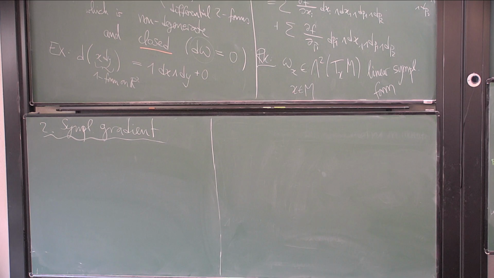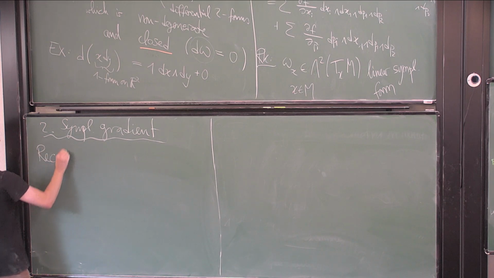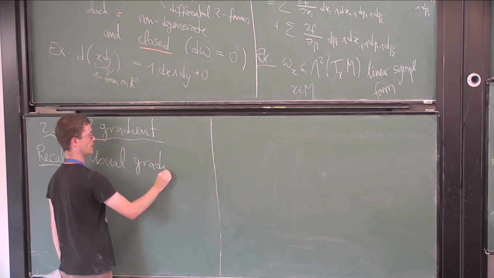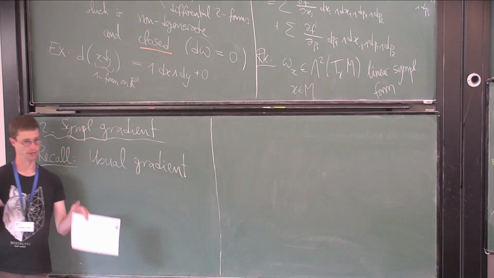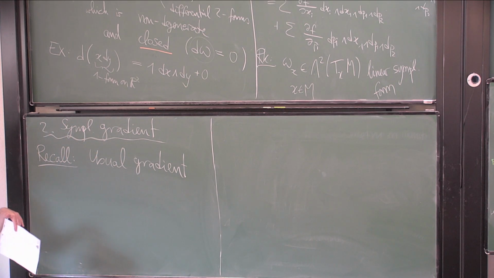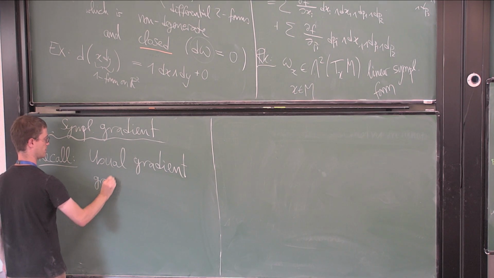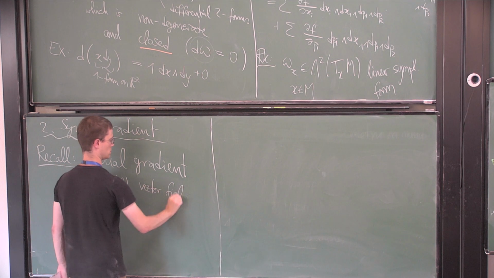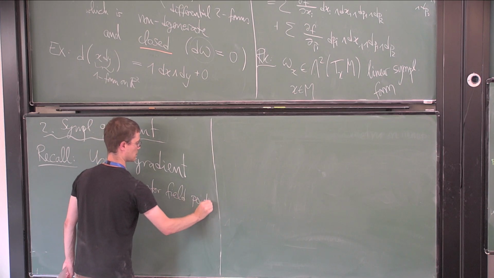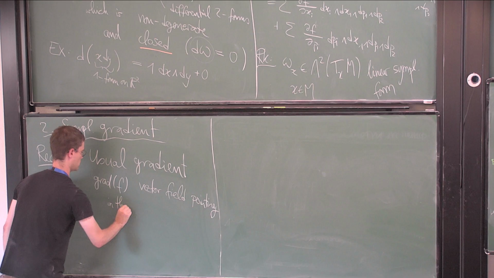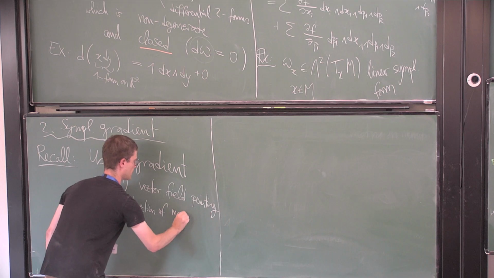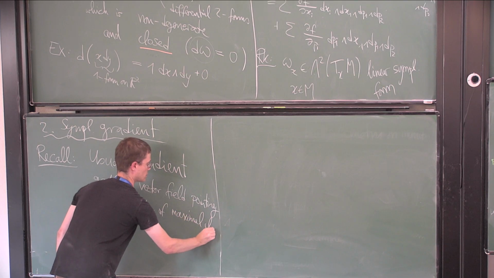Okay, so maybe you should recall the usual gradient. So what's the usual gradient? You have a metric and a function. The gradient points in the direction where this function varies the most, right? Gradient f is a vector field pointing in the direction of, let's say, maximal change, maximal variation.